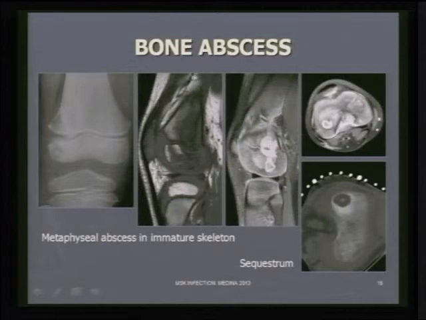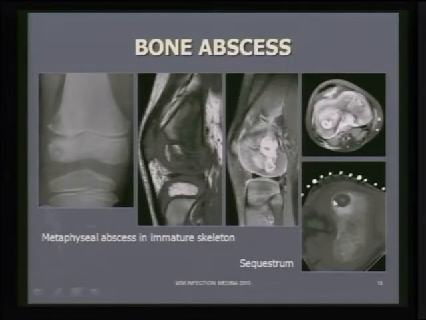We see it on the plain film here. We see it very nicely on the MR study here, crossing the growth plate. We see the edema in the epiphysis as opposed to the normal fatty epiphysis here. And this is an example where CT has been helpful in showing a small sequestrum within the lesion.